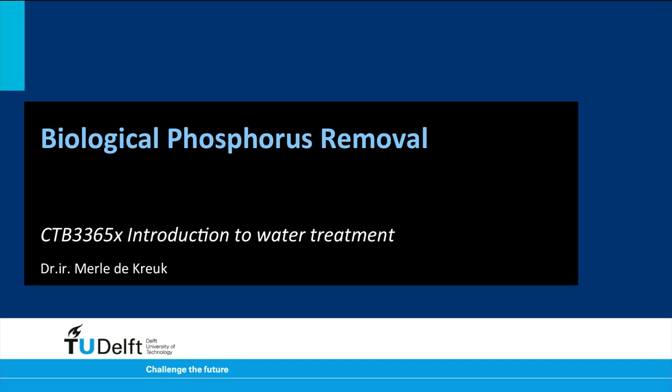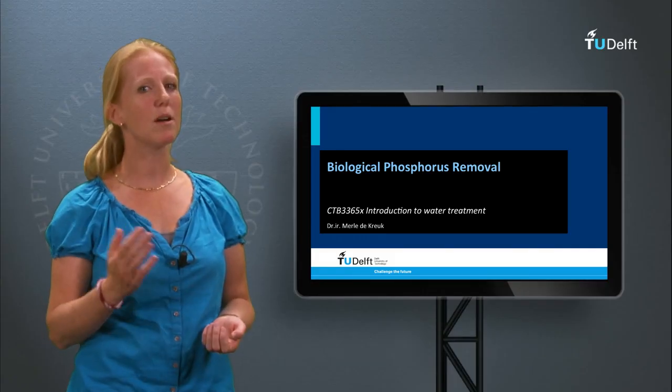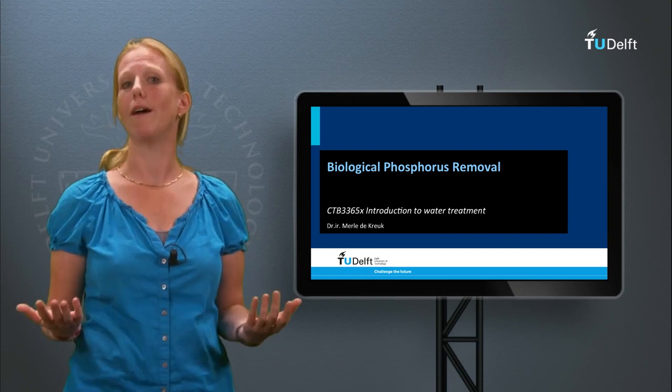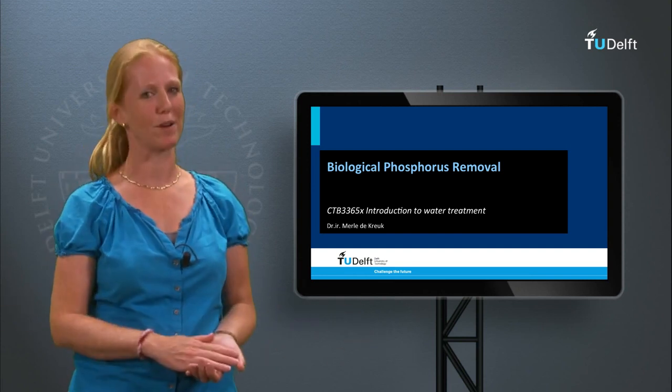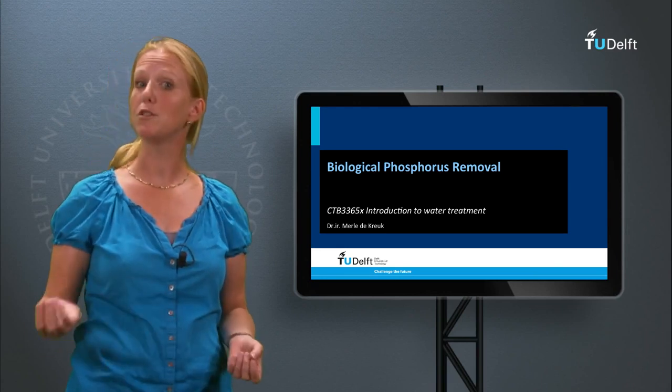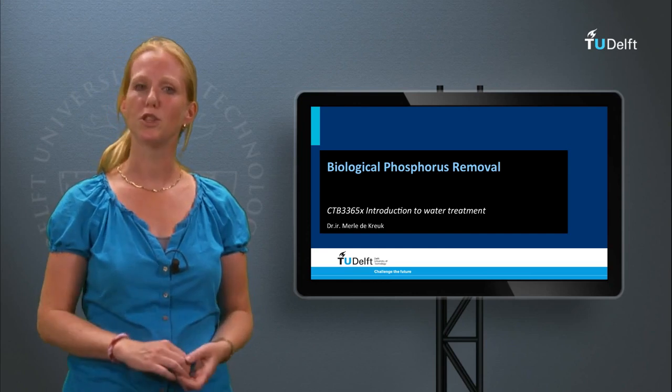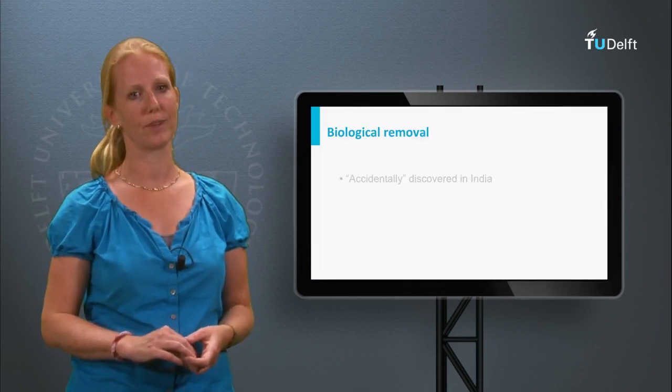Last lecture, you learned about chemical phosphorus removal. I asked you other methods of phosphorus removal you could think of. Well, of course I meant the topic of today. Removal using bacteria present in activated sludge, or biological phosphorus removal.